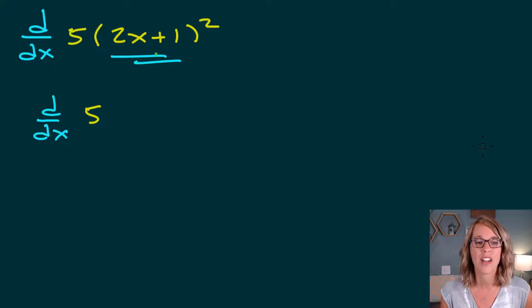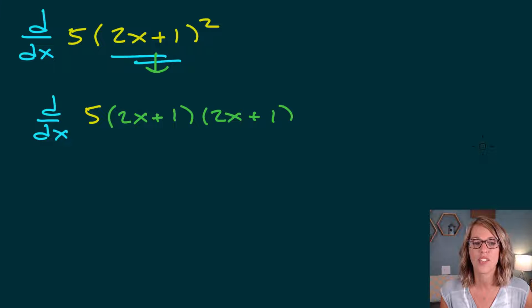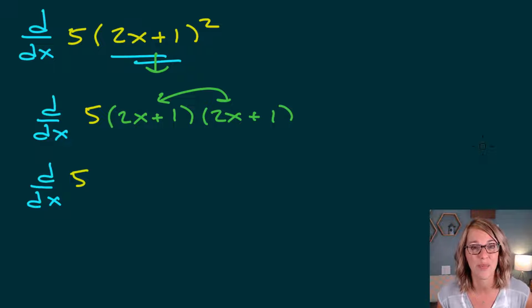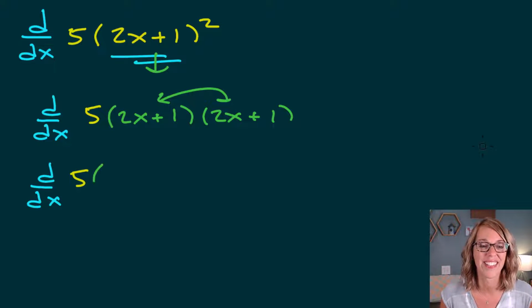Let's go ahead and rewrite our 2x plus 1 squared as 2x plus 1 times itself, 2x plus 1. Next, we are going to FOIL these two guys together. Again, I have not applied my derivative. I'm going to do that at the very, very end. A lot more algebra than calculus goes into this.